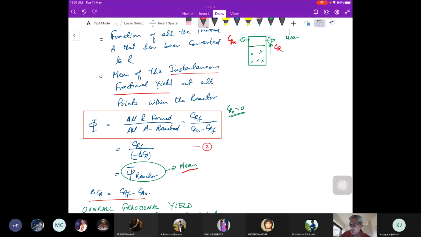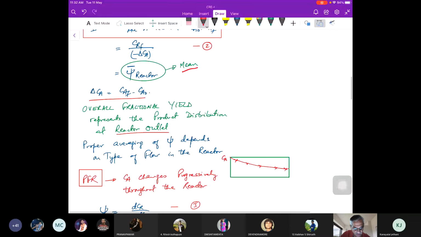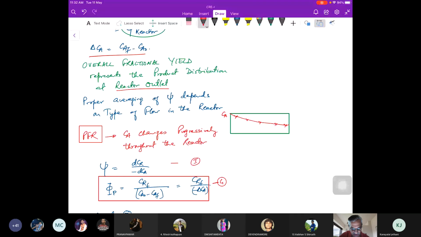You understand the difference between instantaneous and overall fractional yield? Okay, if you have no questions, let's proceed. So overall fractional yield represents product distribution at the reactor outlet. Proper averaging of psi depends on the type of flow in the reactor.